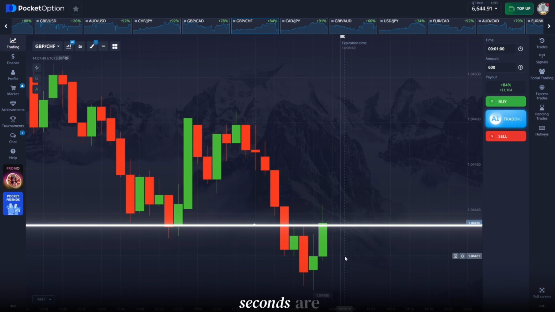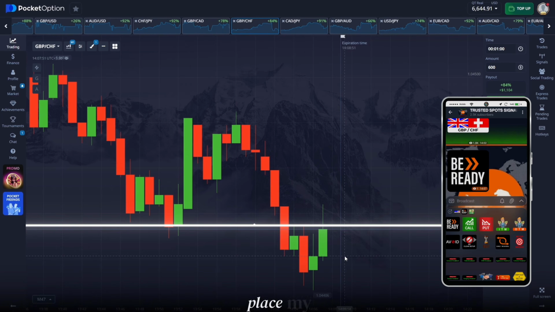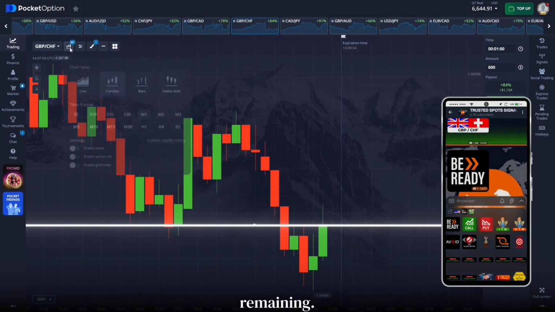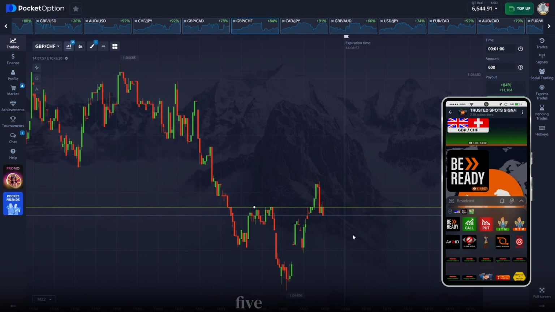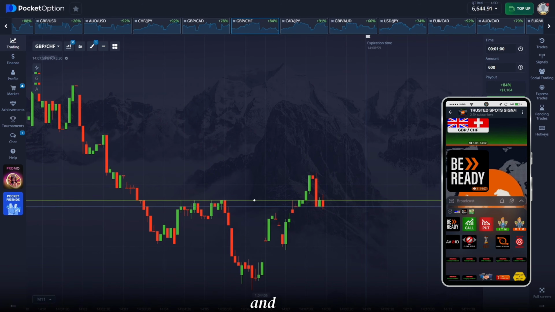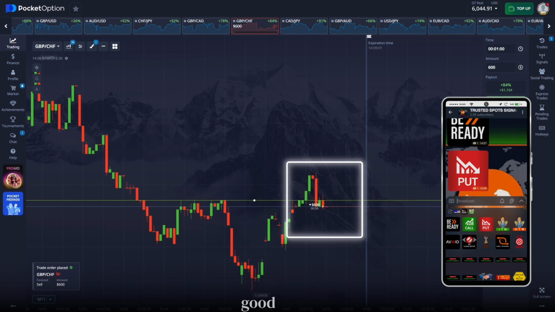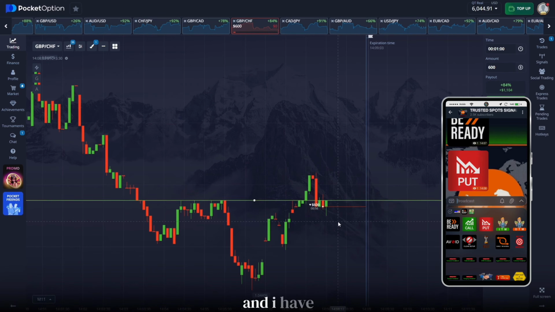Last 12 seconds are remaining and I will place my trade instantly if I get the confirmation. Last 6 seconds are remaining. I'm switching my chart now to the 5-second chart, and yes, that's a good trading setup, and I have placed the second trade in the downward direction. Let's understand the logic behind this trade.